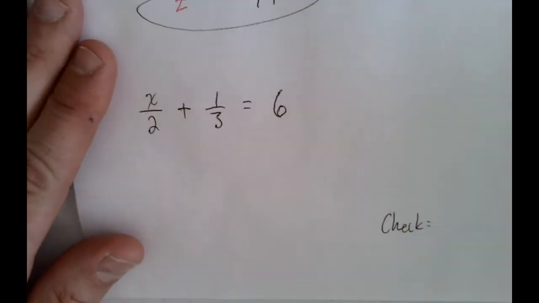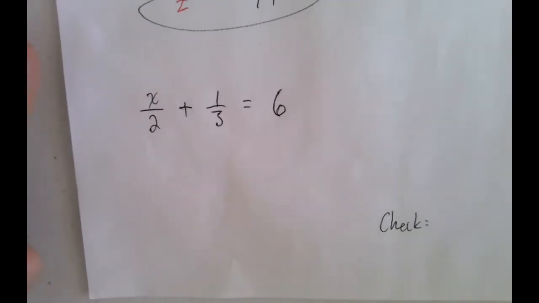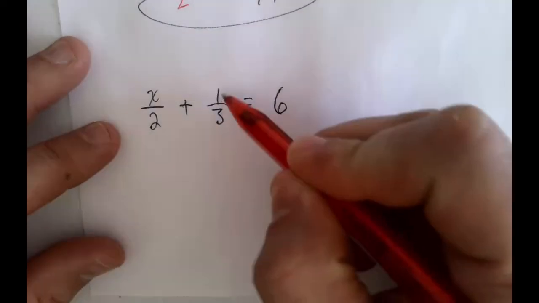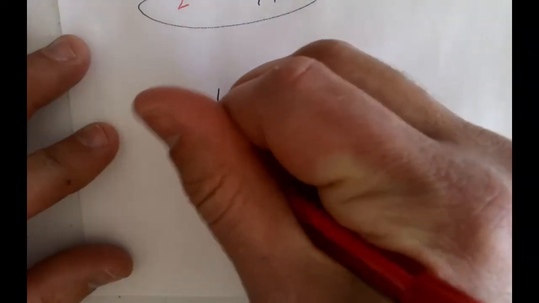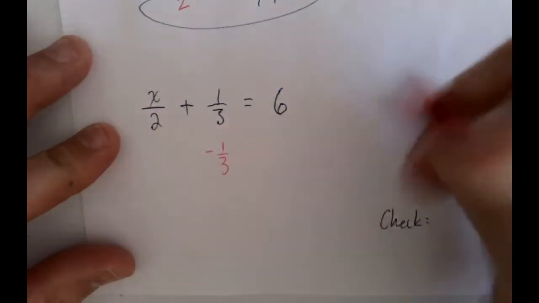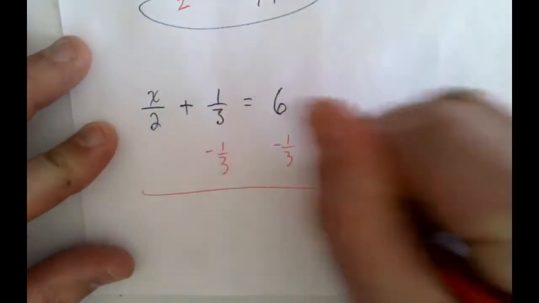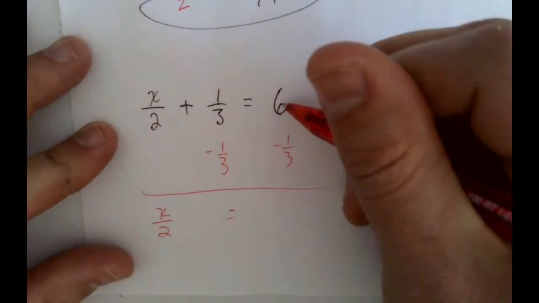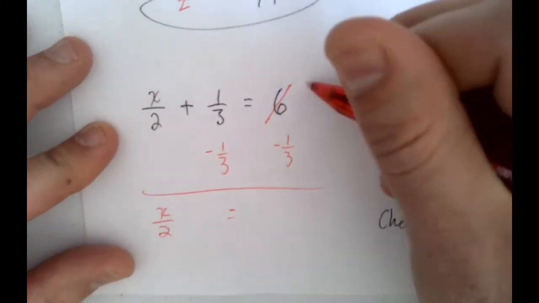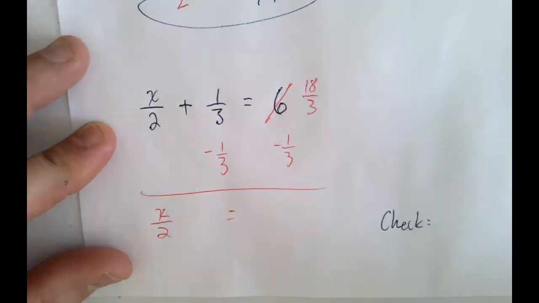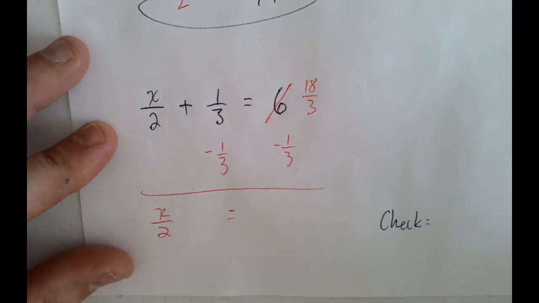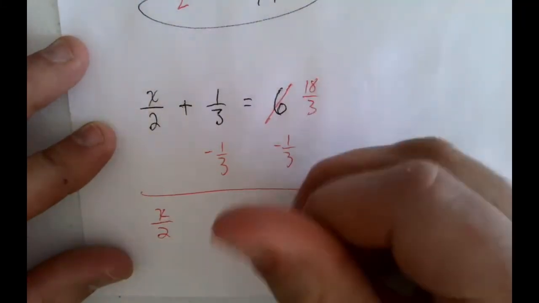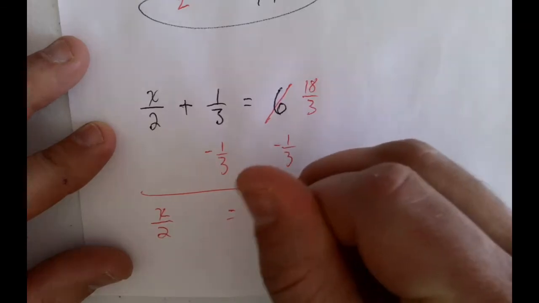Okay, what happens when we mix fractions in? Nothing. It's exactly the same. We can still treat 1/3 as a constant. So what we'll do, we'll subtract 1/3 because it was adding. I will do that from both sides, but I got to do a little fraction work here. So 6 can be written as 18/3. See what I did there? 18/3 minus 1/3 is 17/3.